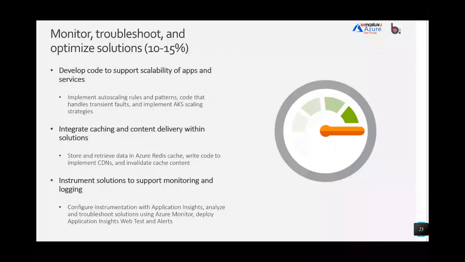You also need to learn how to implement AKS scaling strategies, like how you want to scale your nodes in a Kubernetes cluster. And if I talk about optimization of the solutions, you have to understand caching as a part of optimizing your solutions. You should learn and understand how to store and retrieve data in Azure Redis cache, and how to implement CDN for better user content delivery and all those things.